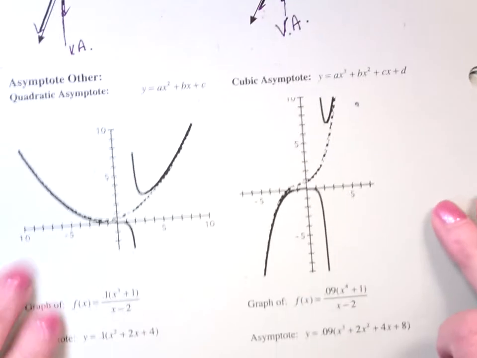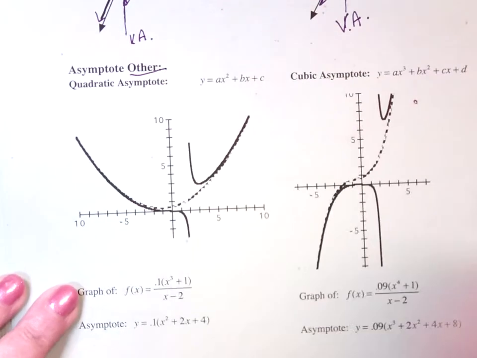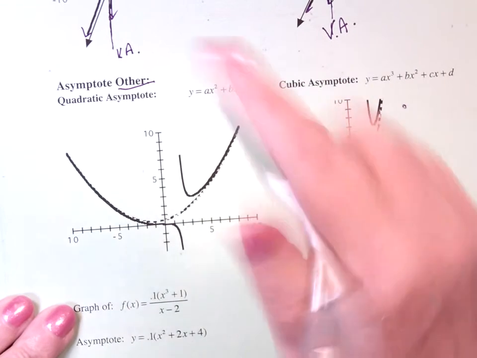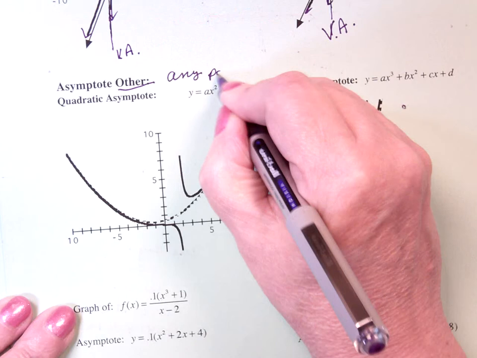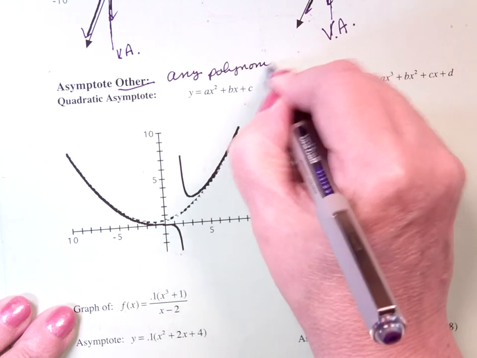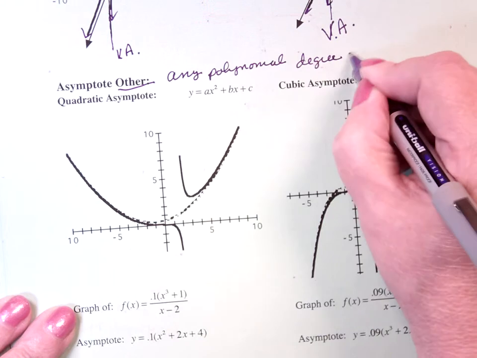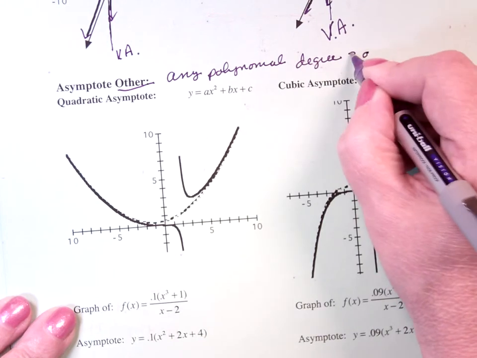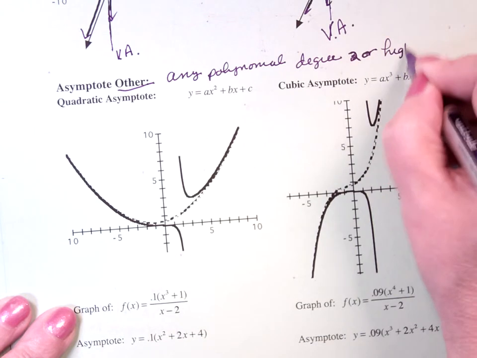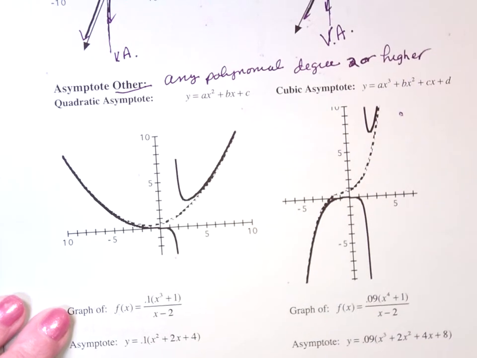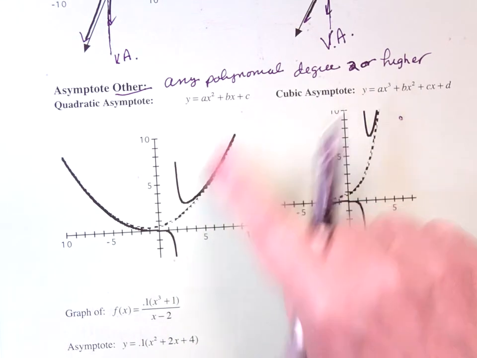The other one, I call just plain other. And it can be of the form any polynomial of degree 3 or 2 or higher. Degree 2 or higher. This is an asymptote of degree 2.